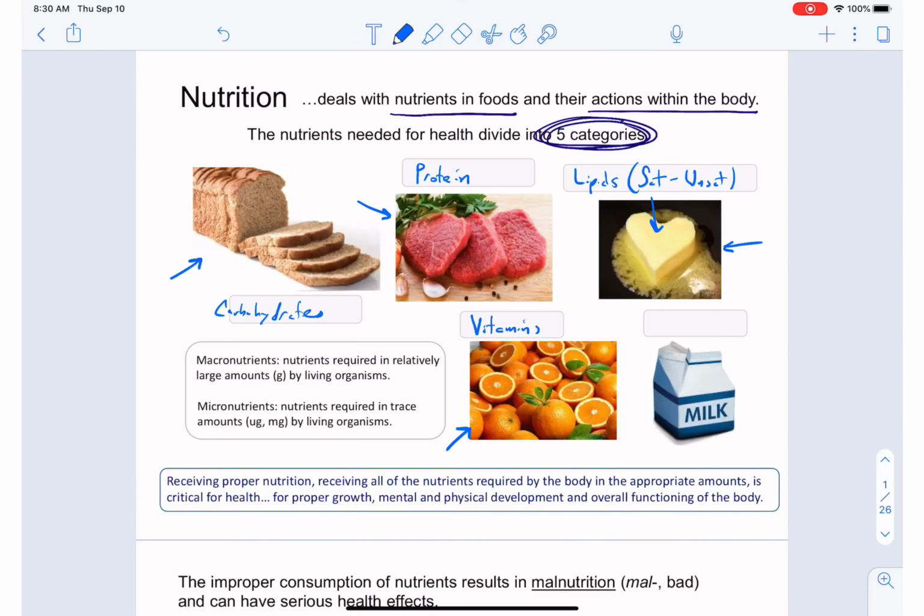And lastly, what about this carton of milk? When I see milk, I think of calcium, and calcium falls under a category of nutrients called minerals. And so the 5 nutrients that we need are carbohydrates, proteins, lipids, vitamins, and minerals.